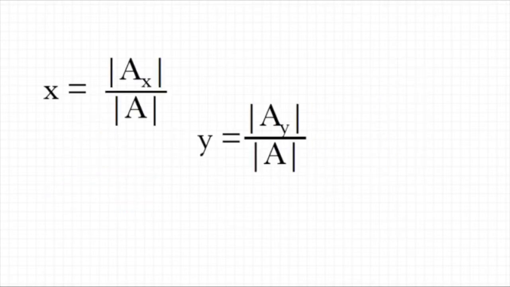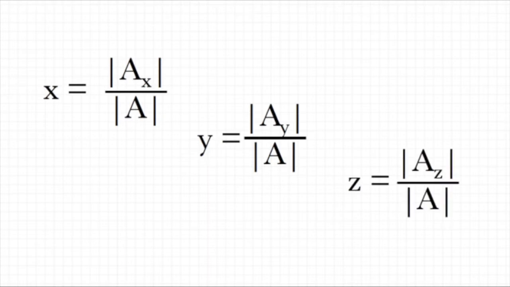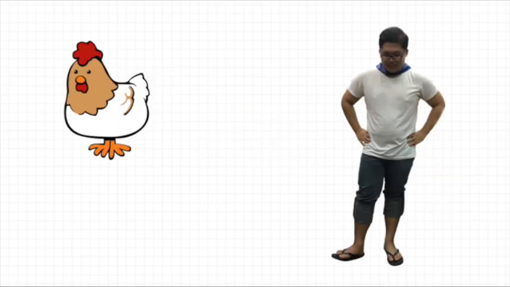To solve for the value of a single variable, you merely need to divide the determinant of your new matrix by the determinant of your original matrix, and the formula goes as follows. Let's try the following example.